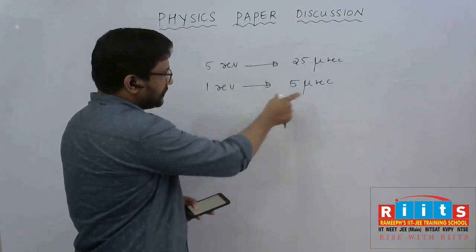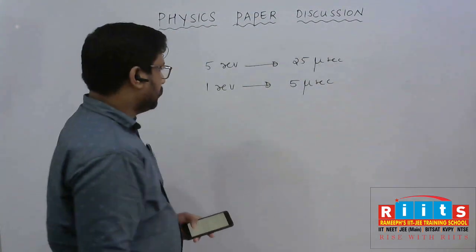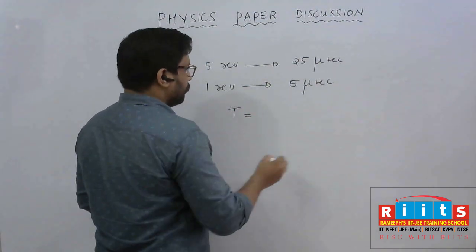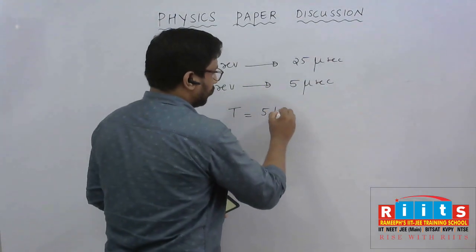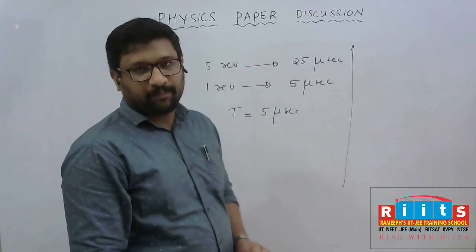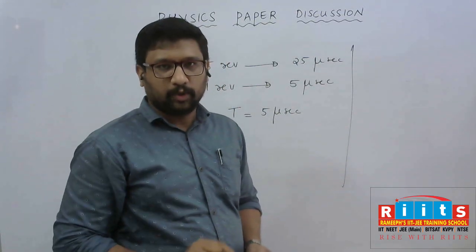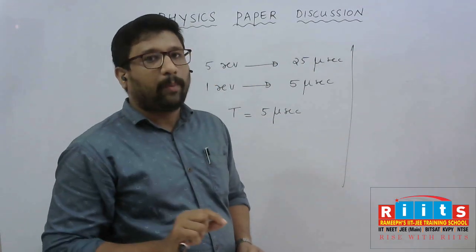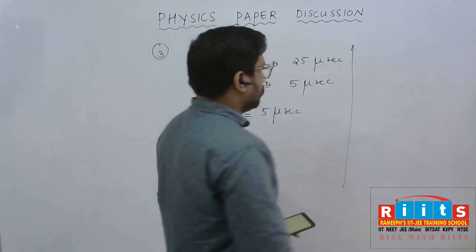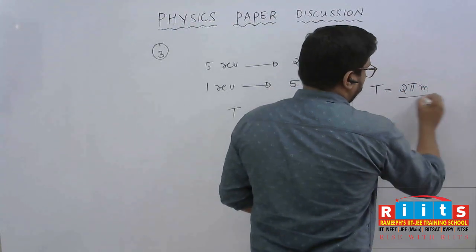The time taken for one revolution is nothing but the time period. So the time period of the proton's revolution is 5 microseconds. Now you must know a very essential formula. When a charged particle enters a uniform magnetic field, the time period will be 2 pi m by qB.